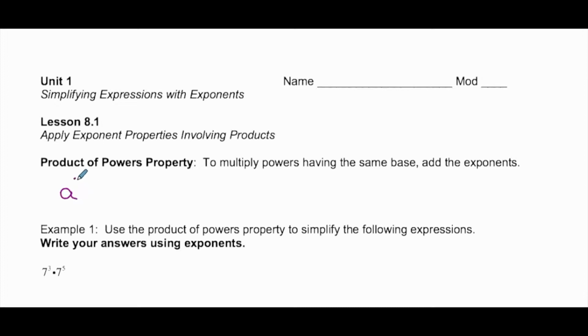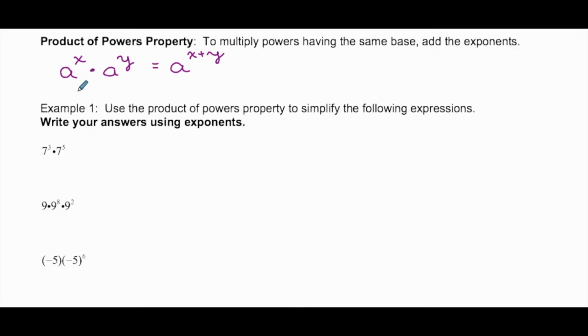A to the x times a to the y is a to the x plus y power. So looking at this first example, this property tells us that it's okay to just add the exponents. I want to show you why, if you haven't seen it already.